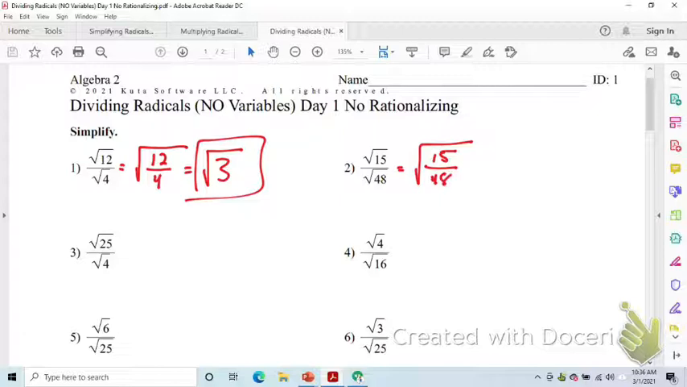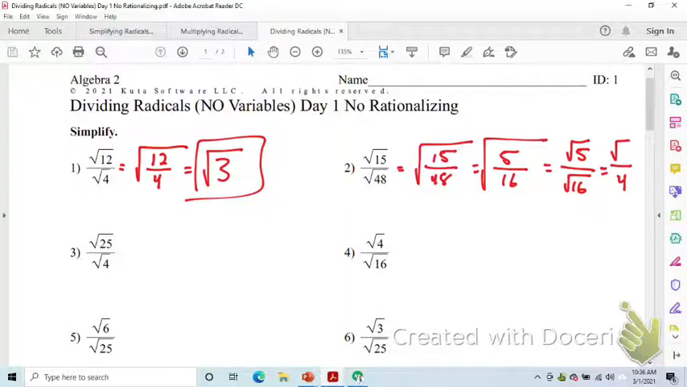Similarly here, if I take a big root and have that 15 over 48, well, they're both divisible by 3. So when I divide the top by 3, I get 5. When I divide the bottom by 3, I get 16. So then I'm going to go back. It's the same thing as two smaller roots now. And what is the square root of 16? 4. There's nothing you can do with a root 5.